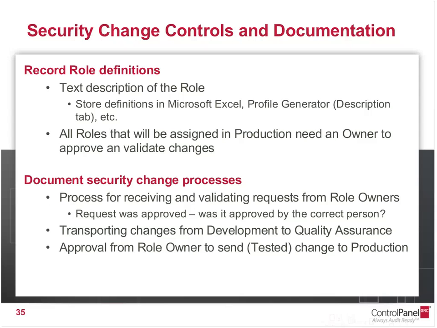You need to document your security change processes as well. So if you get a request that comes in to add a transaction to a role, you want to make sure you're validating that the appropriate person sent that request in. So we got it from the right role owner and making sure that it's truly approved. We make our changes in development, and then we're going to send them to quality for testing purposes. And then we want to make sure we get approval from the role owner to send that tested change to the production system.